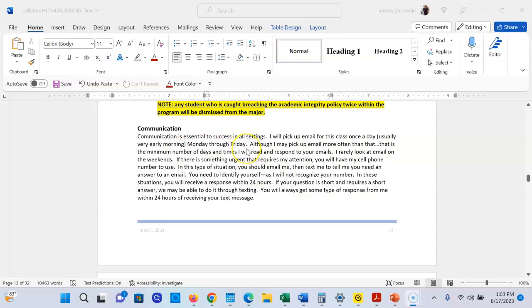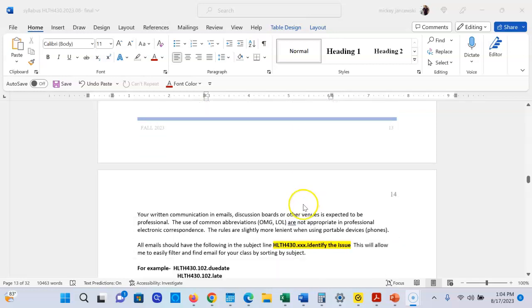Communication: I answer emails Monday through Friday, about 8 a.m. to 4 p.m. So if you have something critical on a Friday at 6 o'clock at night, I'm probably not going to see it till Monday. And that would be an example of when you would send me a text message asking me to check my email.